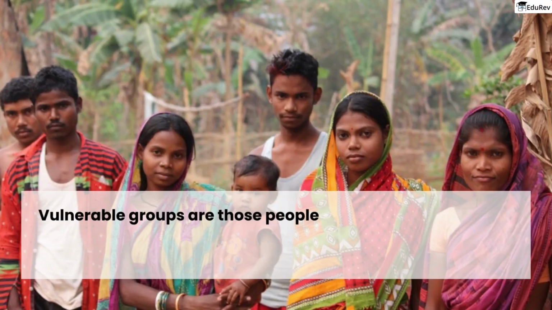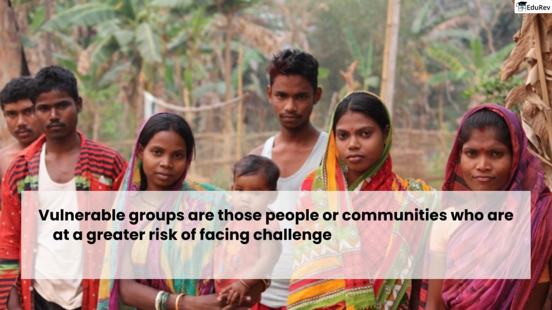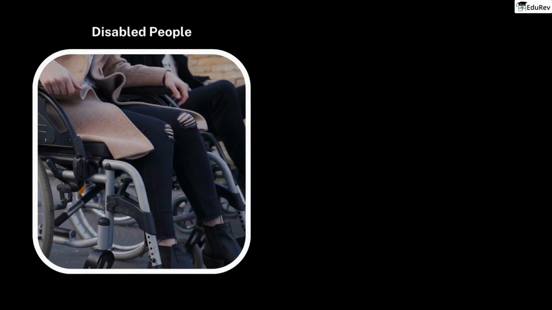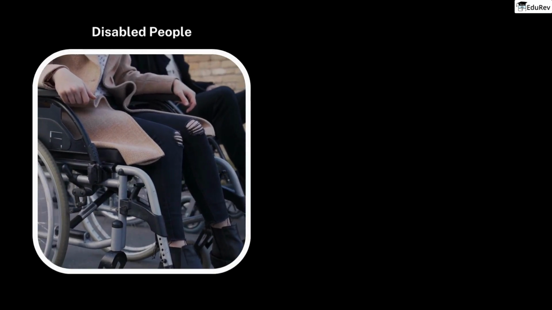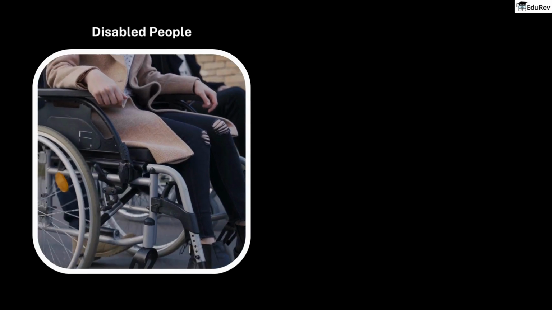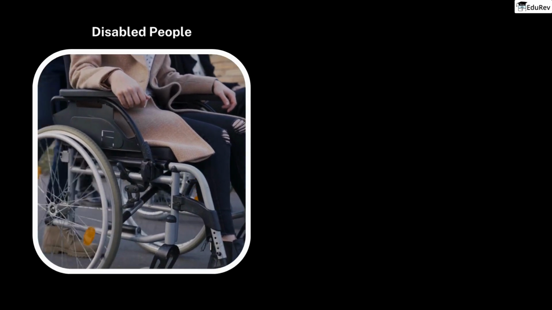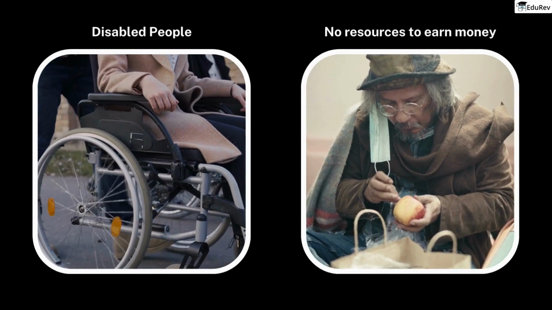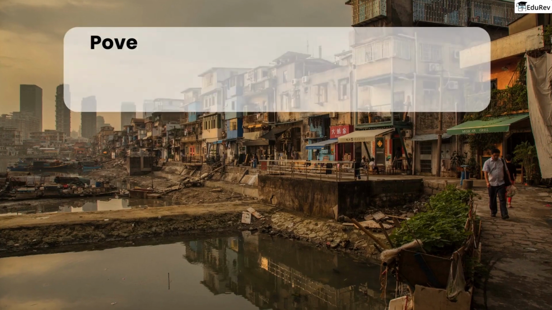Vulnerable groups are those people or communities who are at a greater risk of facing challenges or difficulties due to their specific situation, background, or characteristics. For example, adults who can't earn enough money for their household due to disabilities, illness, age, or other reasons. It also includes groups that don't have enough resources to earn sufficient income from any available source.